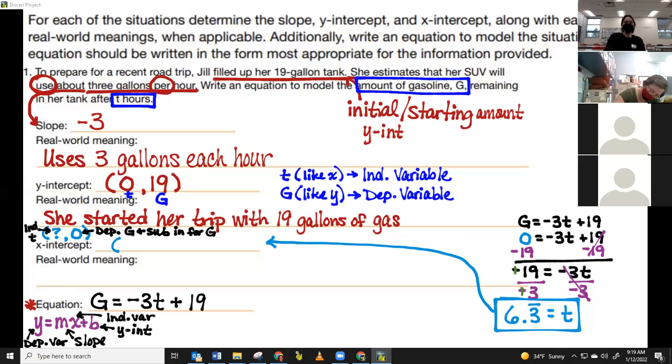So I would have 6.3 repeating, comma, 0. Or 6.3333333.